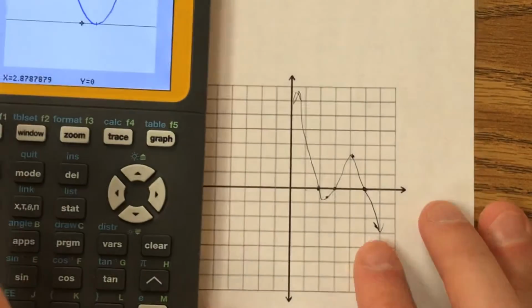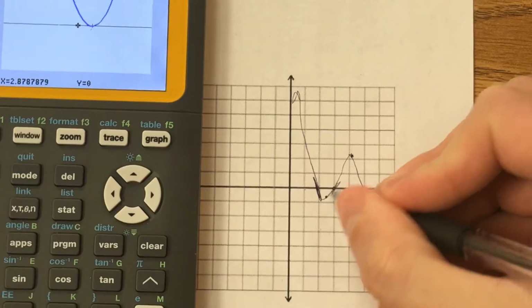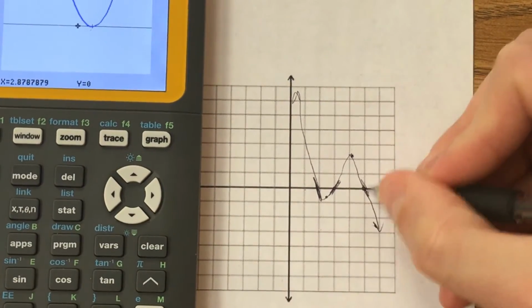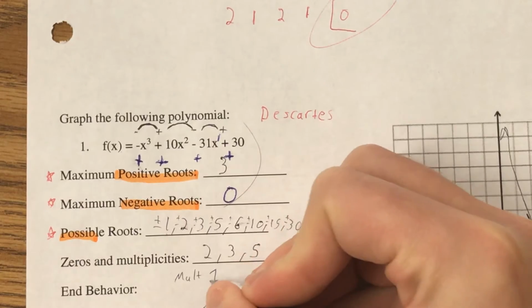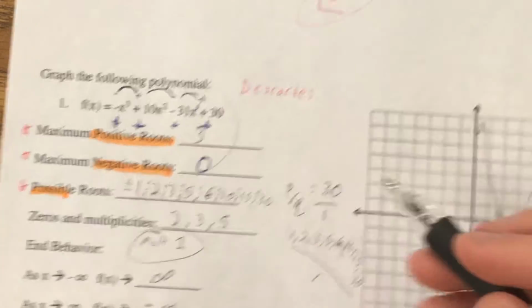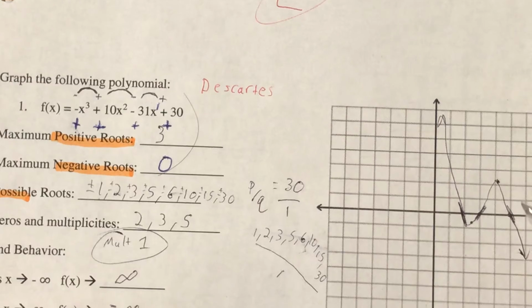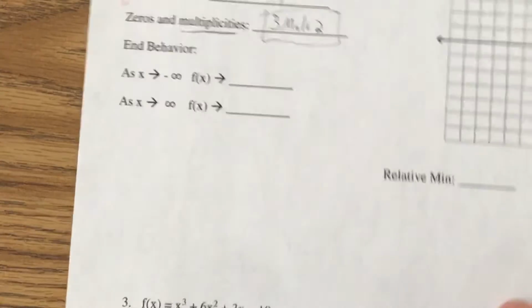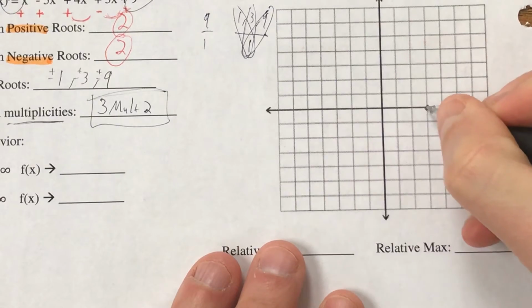On the other side, none of them had a multiplicity, or rather they all had a multiplicity of 1, because this went straight through, this went straight through, and this went straight through. So all of them had multiplicity 1. So maybe I'll write that down. All of them had multiplicity 1, because they all went straight through. None of them bounced off like this. They went straight through. But for now, I'll put this little thing right there.